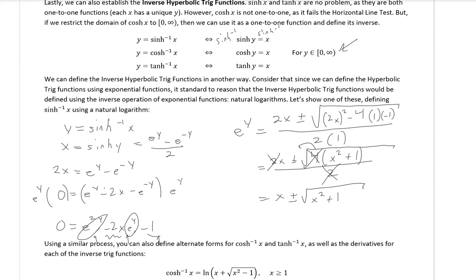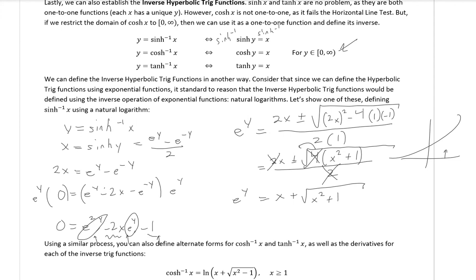The only other thing that we need to know is that since this is equal to e to the y, the graph of e to the y is always positive. It's always above the axis. Therefore, we don't even need to consider the minus here. We can completely eliminate that. You know that's only going to be a plus. It's the only one that makes sense.